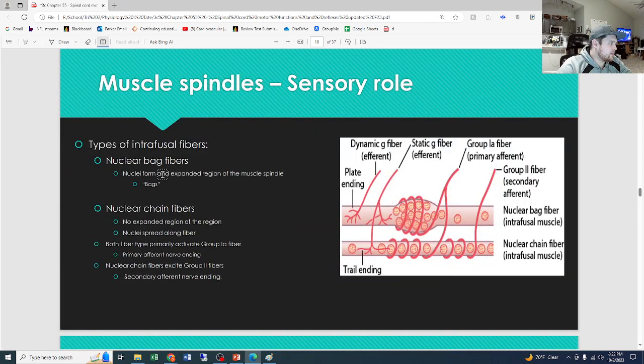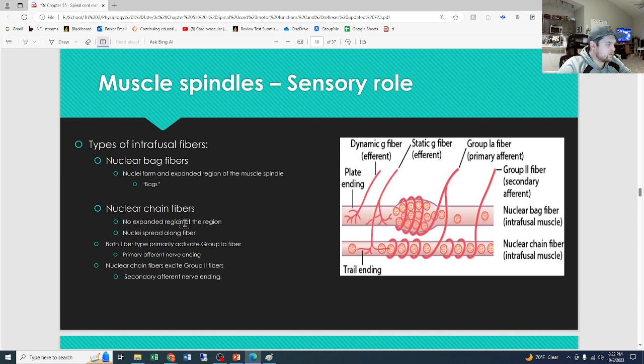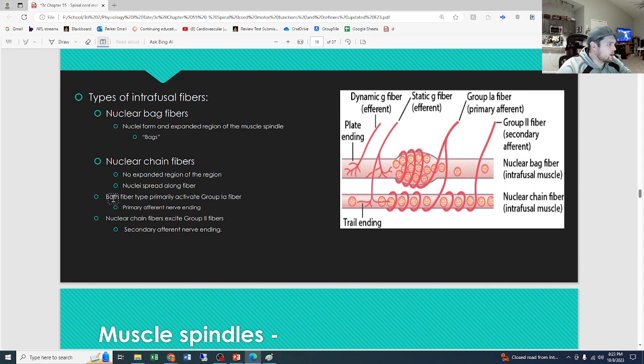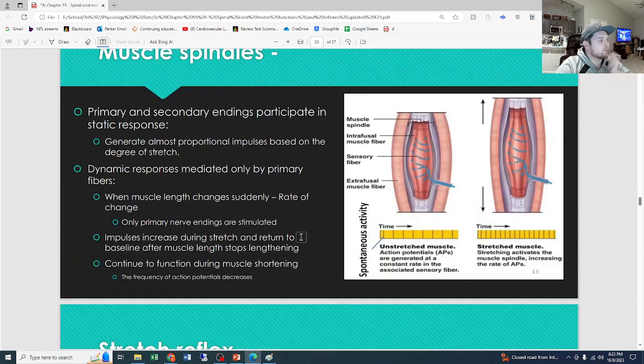In the nuclear bag fibers, the nuclei form an expanded region of the muscle spindle. They call them bags. In the chain fibers, there is no expanded region; the nuclei are spread along the fiber. Both fiber types primarily activate group 1A fibers. The nuclear chain fibers excite the group 2 fibers, the secondary afferent nerve endings, which is what we literally just said. Getting ahead of the PowerPoint.